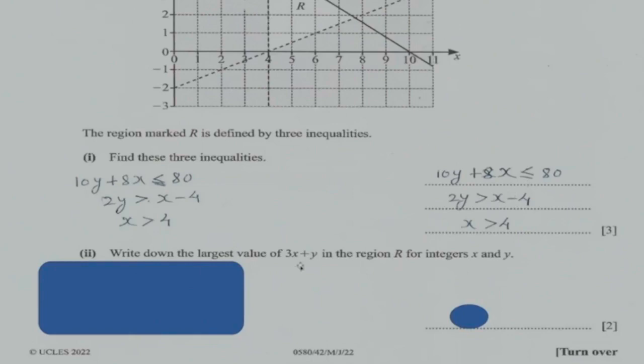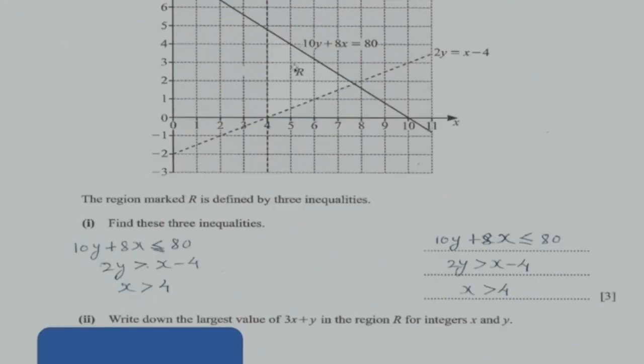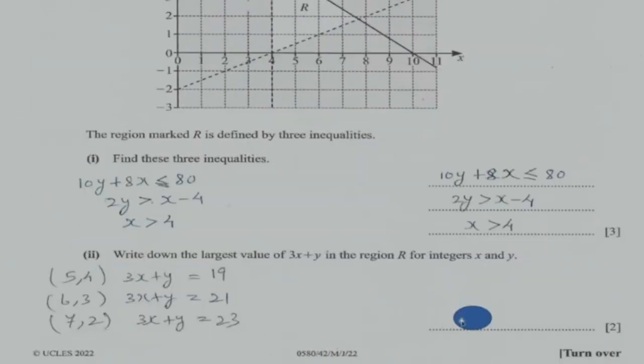Write down the largest value of 3x plus y in the region R for integers x and y. The largest value we can find, see here, then 5, 3, then x is 5, 15 plus 3, 18, then 6, 3, 18 plus 3, 21, then 7, 2, 21 plus 2, 23. So this is the largest value. So the largest value is this 23.